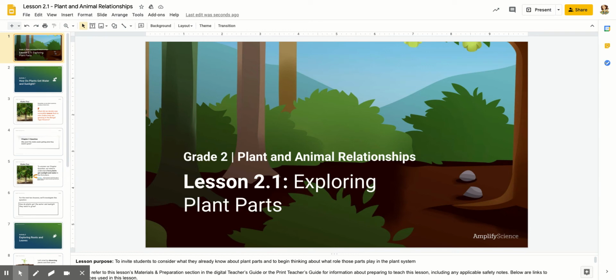Hi, boys and girls. So, we are going to continue learning about plant and animal relationships. We moved on to lesson 2.1, exploring plant parts. In this lesson, we are going to ask you to think about what you already know about parts of a plant, and to begin to think about what role these parts play in the plant system.